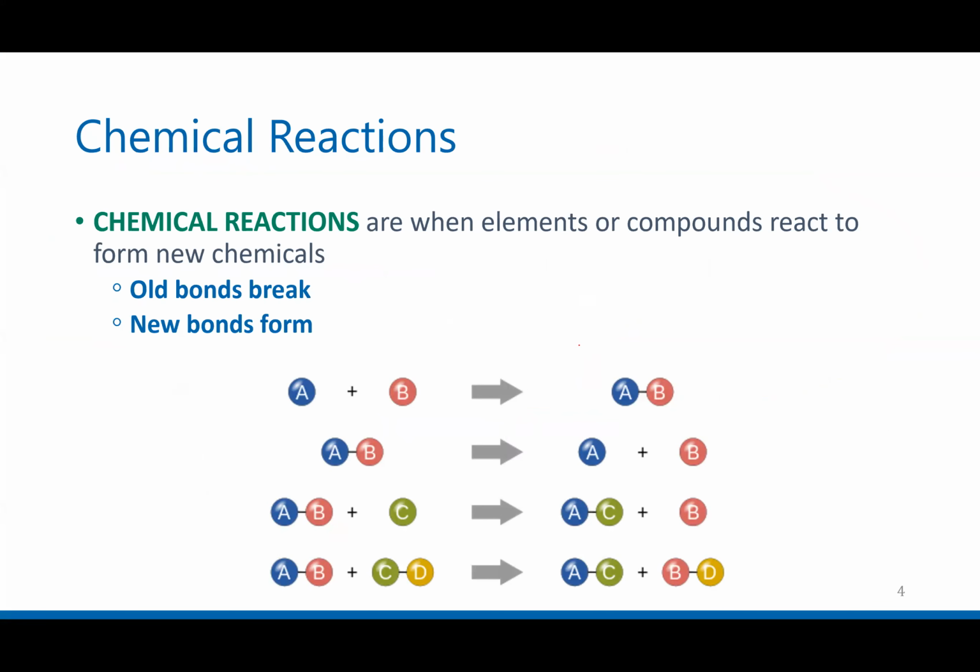Okay, so a chemical reaction, what is it? This isn't a complicated definition. This is like the medium definition. Chemical reactions are when elements or compounds react to form new chemicals. So really what's happening is old bonds are breaking, new bonds are forming. The key thing to remember for a chemical reaction is that something new has to be made.